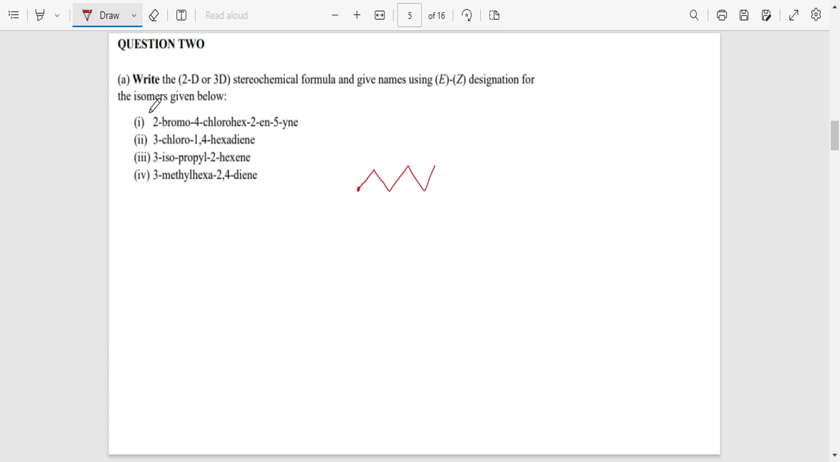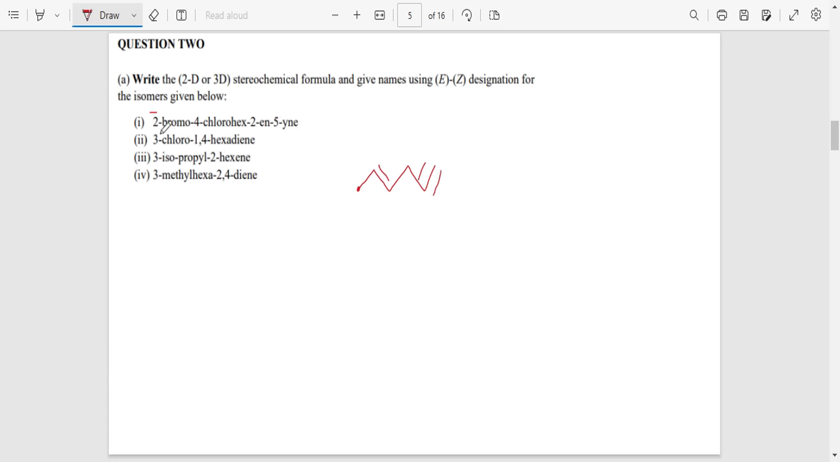But this tells us that at position number 2, we have got a bromine. Or let me start with the functional groups. Okay, the functional group. 2-en means that at position number 2 we have got a double bond, the ene. So this is 1, 2. So here I've got a double bond. Position number 5 we have got a triple bond. That's the yne. 1, 2, 3, 4, 5. So here I've got a triple bond.